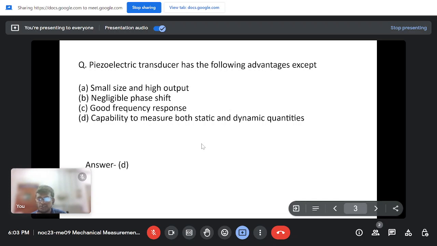So the answer for this is option D, capability to measure both static and dynamic quantities. Piezoelectric transducers basically cannot measure both static and dynamic quantities, but the other three options hold good. It is small in size with a high output, it has a negligible phase shift, and it has a good frequency response. So except option D, the rest three hold true.